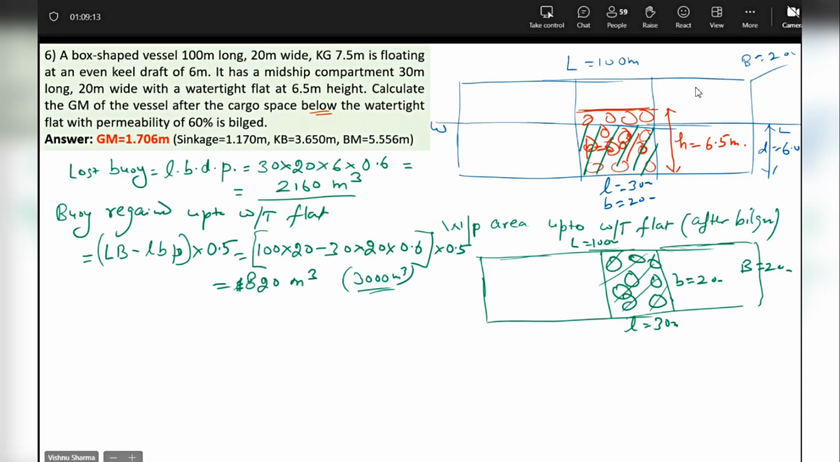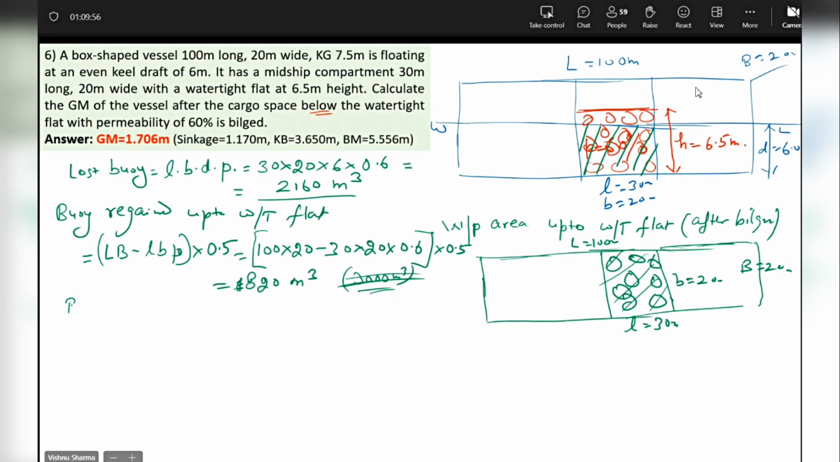Guys, I'm asking you, if the buoyancy regained up to watertight flat in our calculation had come 3000 cubic meters, what will it signify? It will signify that your final water line will be below the watertight flat. If it was exactly 2160, it shows that your final water line is in line with the watertight flat. But what have we got? We have got 820 cubic meters. That means 820 cubic meters is regained up to the watertight flat. The balance will be regained above the watertight flat, right?